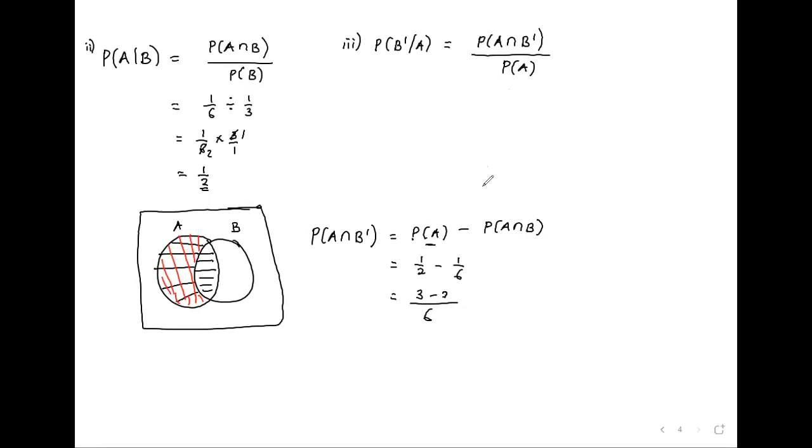So now we know that the intersection is 1/6. So we have 3 minus 1 over 6, which is 2 over 6. So the intersection with B complement is 1/3. So you take 1/3 divided by 1/2, and this gives 2/3.